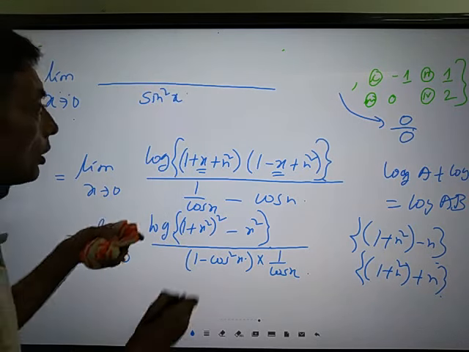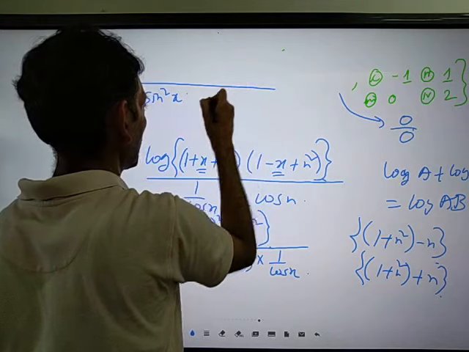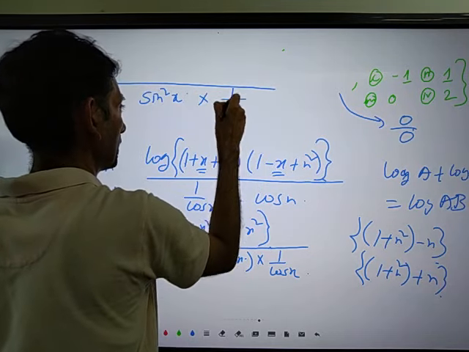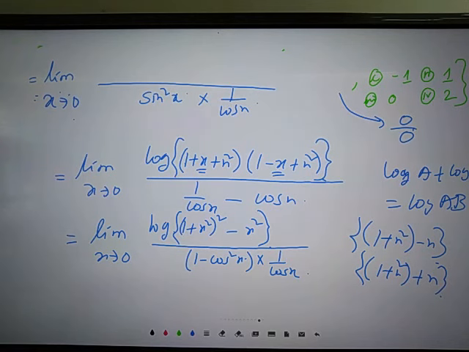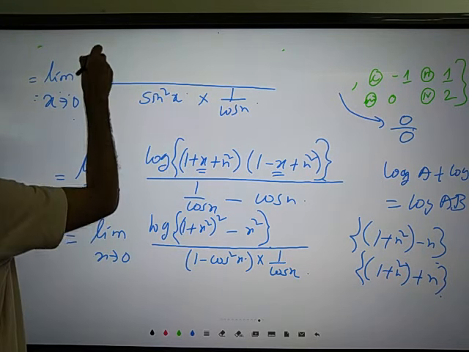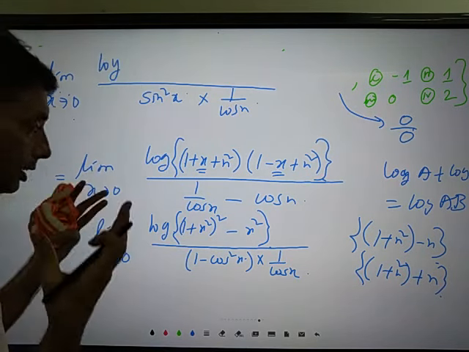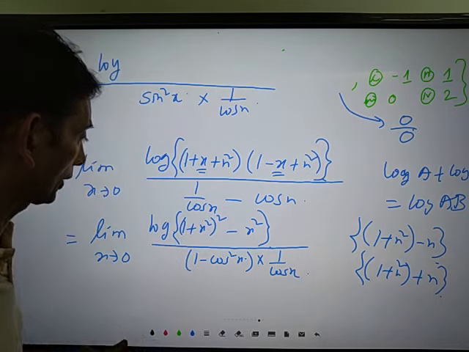Done? And this cos x you can just write. Okay. Let me write this cos x there only. Right. 1 by cos x. Done. Now how to simplify this? So our most concern is this numerator. Okay. How to simplify this?